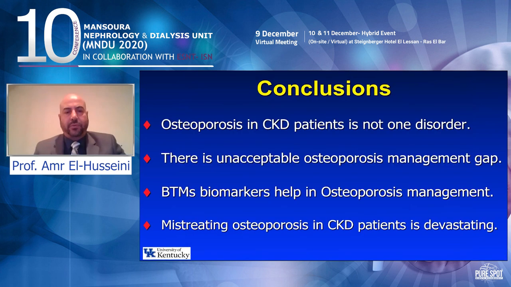and off the medicine. To conclude, osteoporosis in CKD patients is not one disorder. It's a different disorder. We need to identify the pathophysiology of osteoporosis and the mechanism behind it. There is an unacceptable management gap in treating osteoporosis in our CKD patients. We have to fill in, or at least try to fill in, this gap. Using a bone turnover biomarker helps in osteoporosis management and diagnosis and follow-up of therapy and choosing the best therapy, and also to examine the response on the medicine and off the medicine later on.